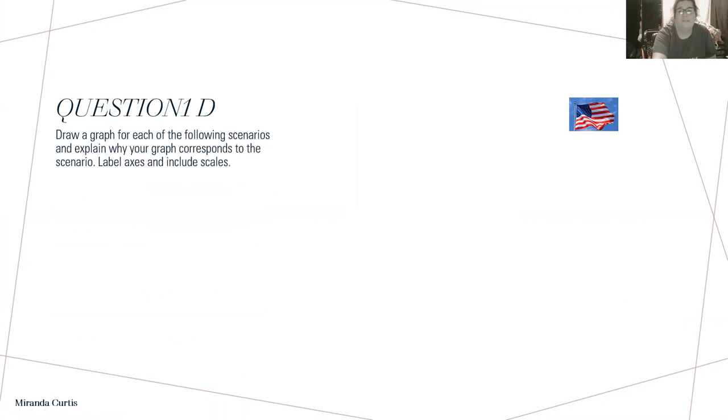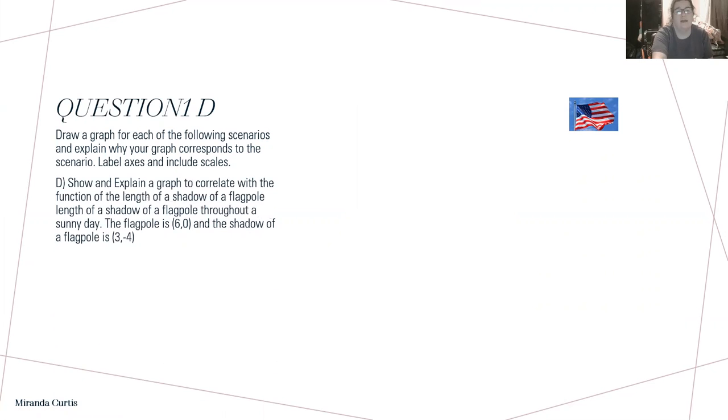Okay, here's question 1D. Draw a graph for each of the following scenarios. Explain why your graph correlates to the scenario and label the axes and scales. So this one is show and explain a graph to correlate with the function of the length of a shadow of a flag pole throughout a sunny day. The flag pole's coordinates are 6, 0, and the shadow of the flag pole is 3, -4.